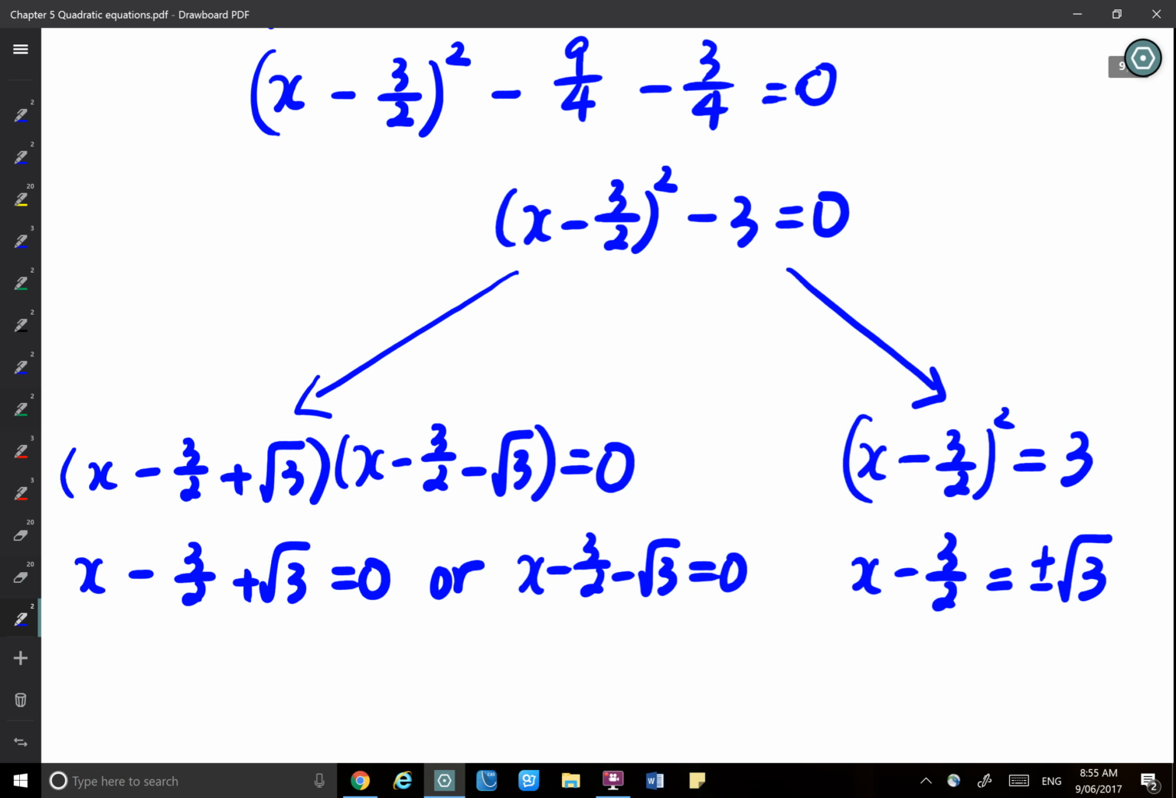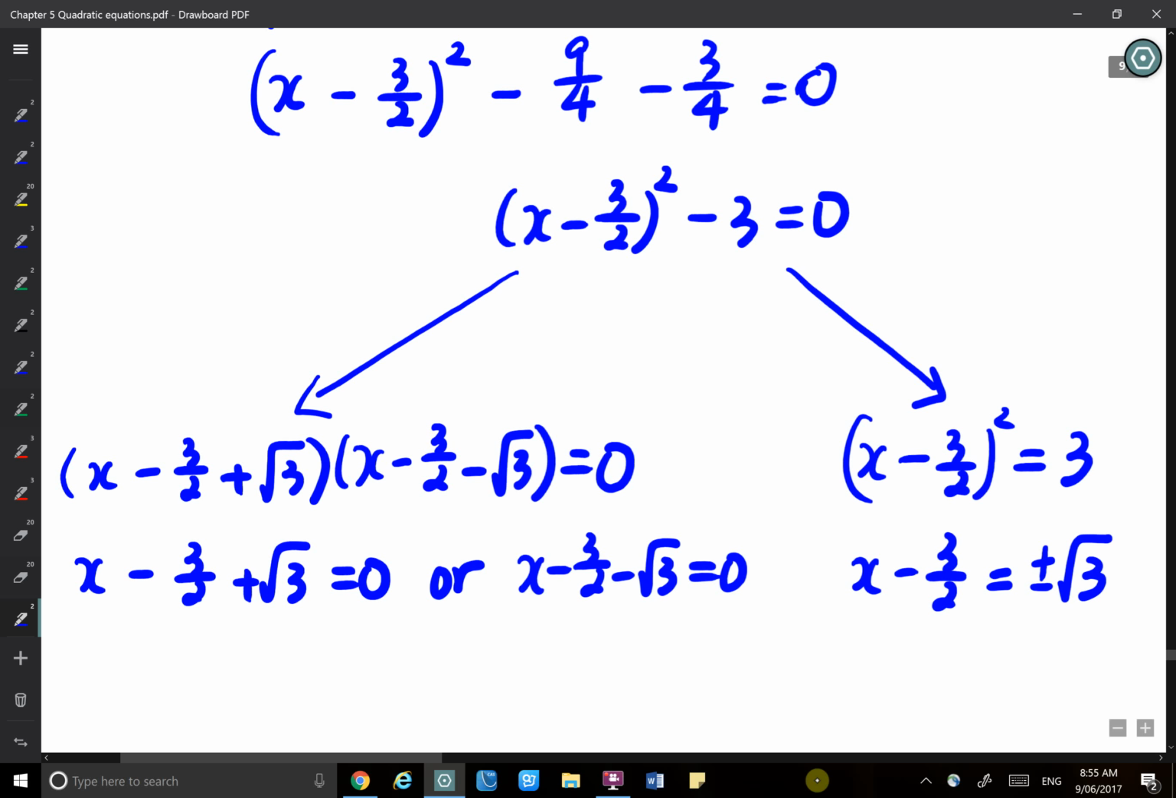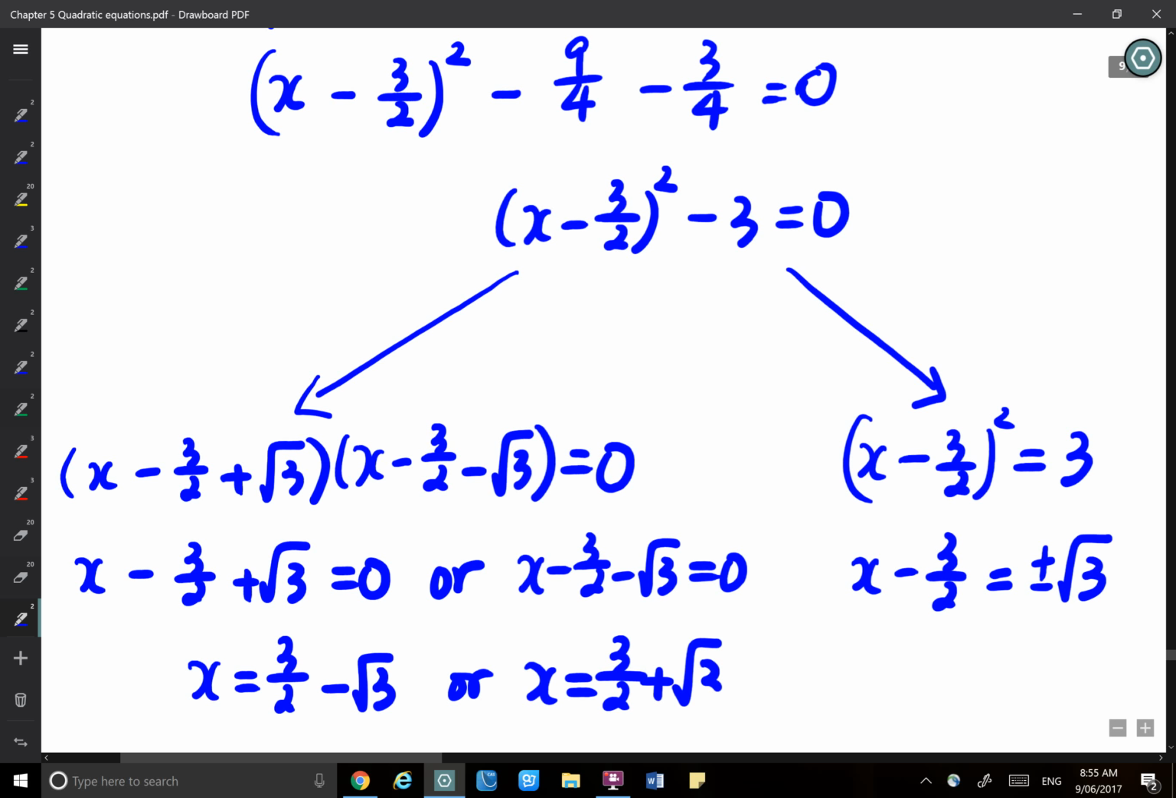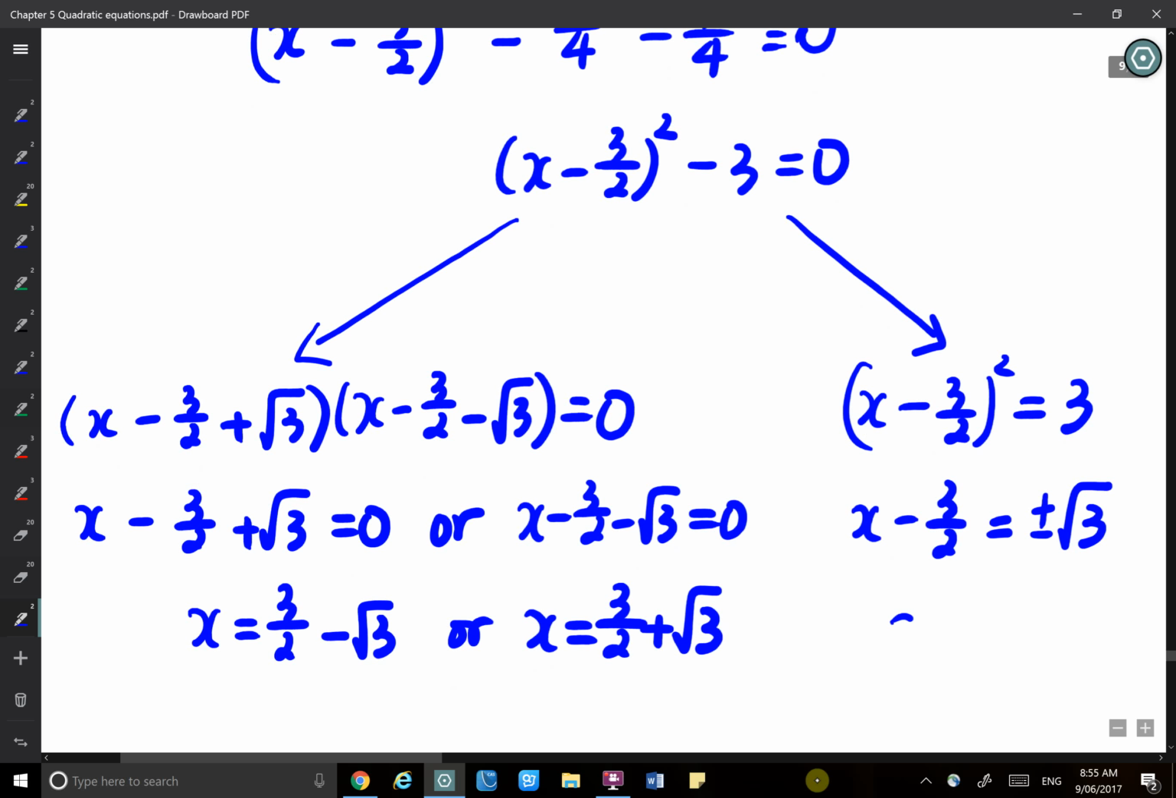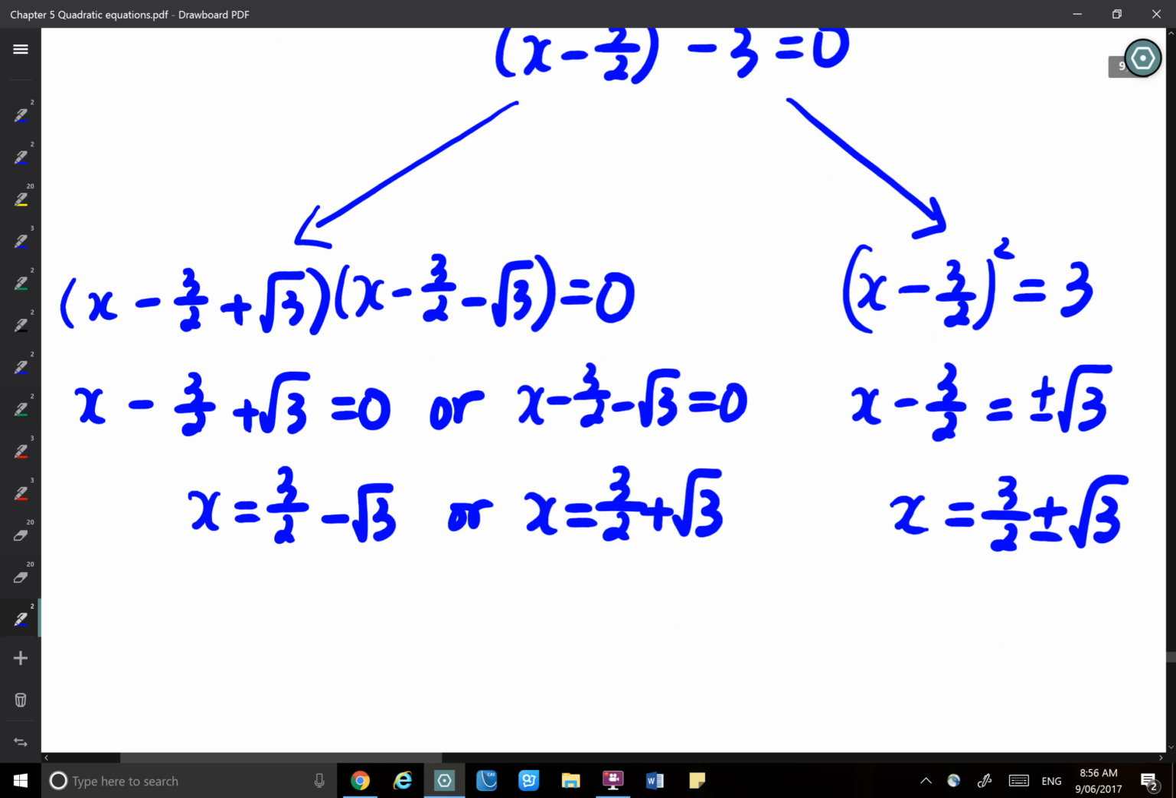Plus root 3 squared equals 3, minus root 3 squared gives you 3 as well. So on this side, x equals 3 over 2 minus root 3, or x equals 3 over 2 plus root 3. Therefore, x on this side, moving the 3 over 2 to that side, becomes plus 3 over 2 plus minus root 3. So overall this can be written as x equals 3 over 2 plus minus root 3 as well.